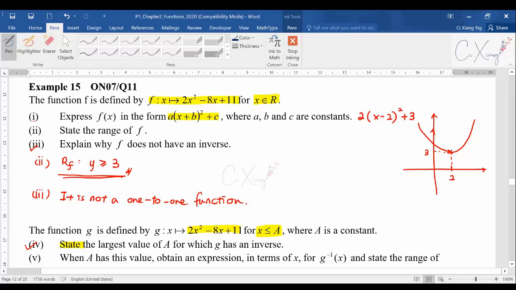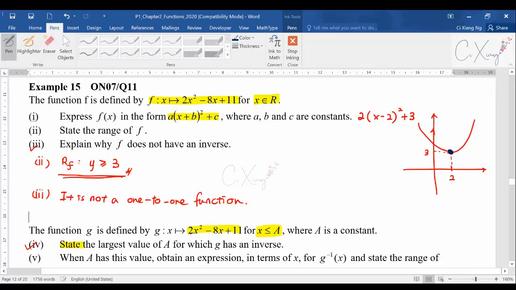Now, how can you make this graph become a one-to-one function? If you want to make it one-to-one, there are a lot of options. You can make it x smaller than, let's say, -1. x smaller than -1, this part is also a one-to-one function, right? There are a lot of selections. But for this question, they are asking for the largest value of a. So when they ask you for the largest value of a, usually we'll consider the middle, the symmetry line of the parabola. At this point, it is in the middle, the center of your U shape.